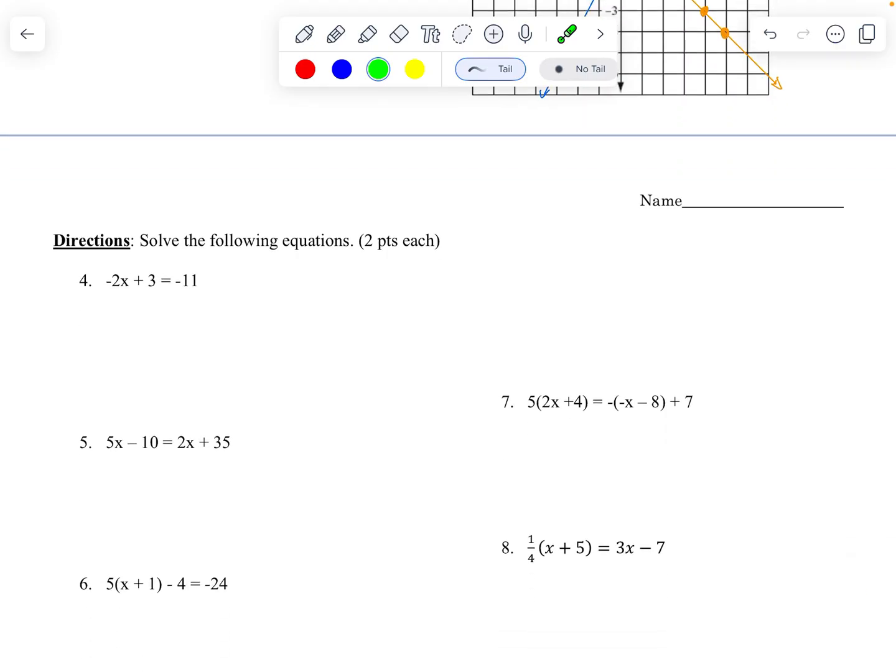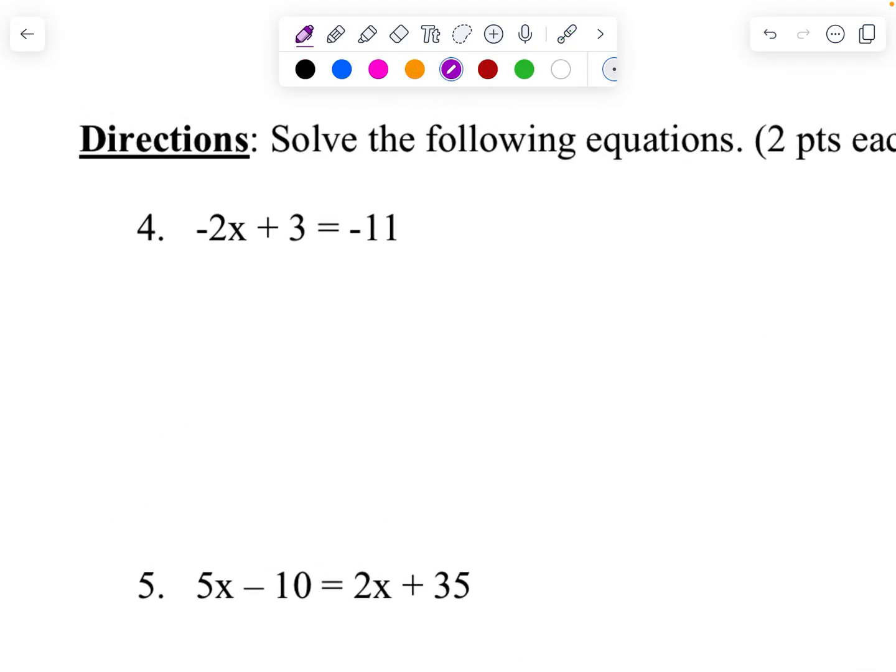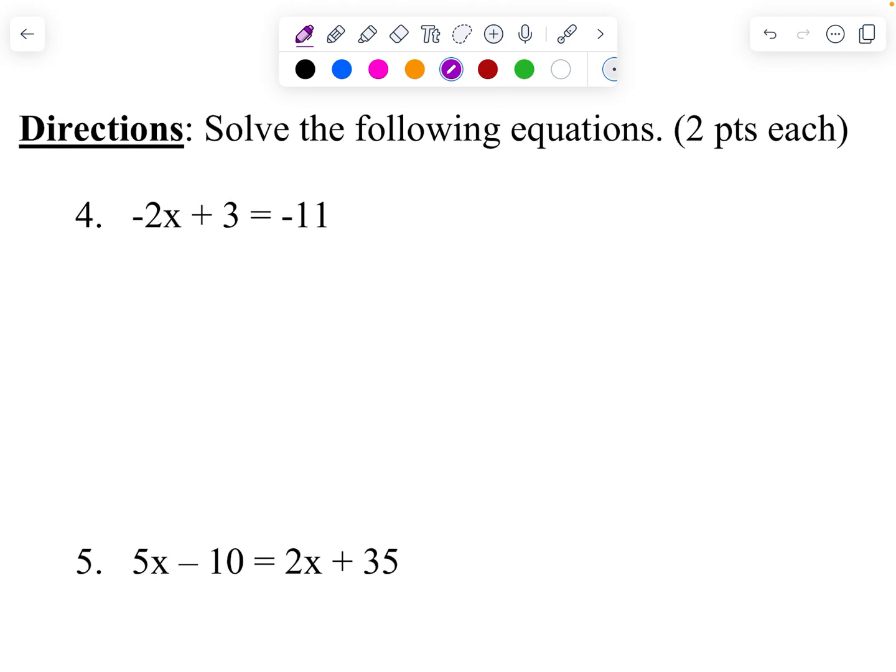All right, now we're solving some equations. So some of these get a little funky, but they're still pretty straightforward as far as solving equations. On this one, we subtract 3 to get -2x equals -14. Divide by -2, and x equals 7.